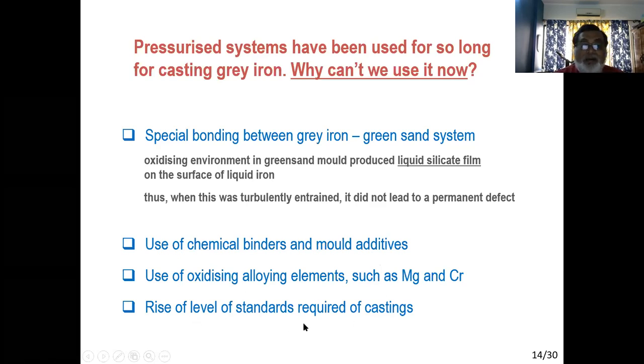Lastly, the level of standards required of castings has risen. Nowadays, we have very restricted standards. Previously, for example, if a 1 millimeter defect was allowed, nowadays we cannot. The tolerated size of defects is reduced further. So nowadays, for example, we cannot tolerate more than 0.5 millimeter. Because of the restriction in standards, we no longer accept such a degree of turbulence in our casting. As a result, the pressurized system is bad nowadays.